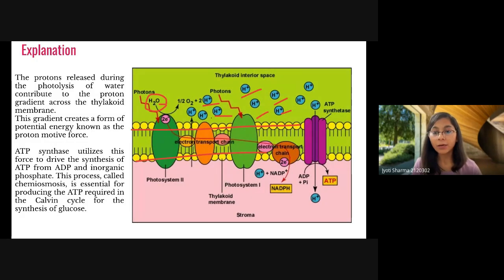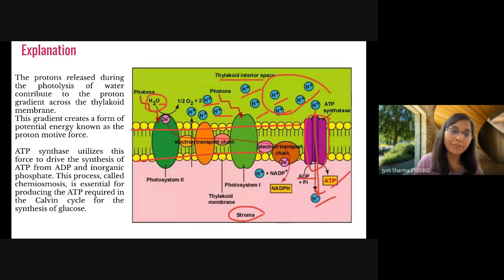And what will happen? We have one complex, the ATP complex. In that ATP complex, the H plus ions will go inside, because a gradient has been created: in the thylakoid interior space we have a lot of H plus ions, and in the stroma we do not, so we have created the proton gradient. In the presence of this gradient, the H plus ions will come inside, and ADP will be converted into ATP. So this is the role of the H plus ions released after splitting of the water molecule.